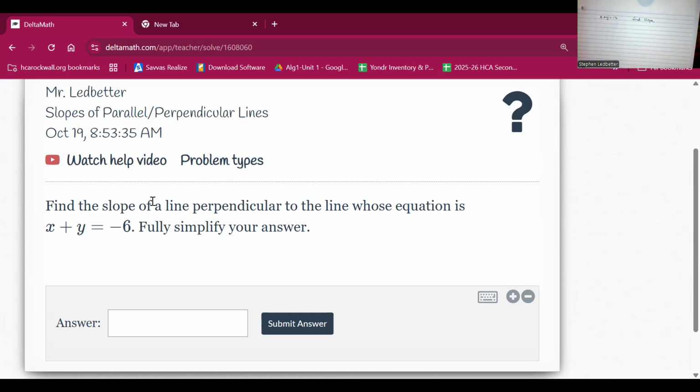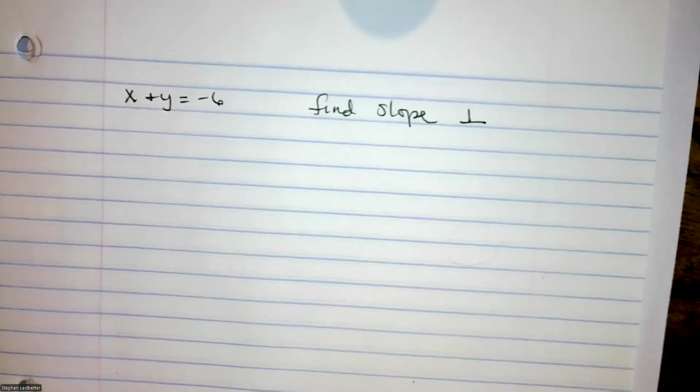It says find the slope of a line perpendicular to the line whose equation is. So they want to find the slope of a line that's perpendicular. All right, so here we go. I'm going to switch back over. Okay, so here's my problem.